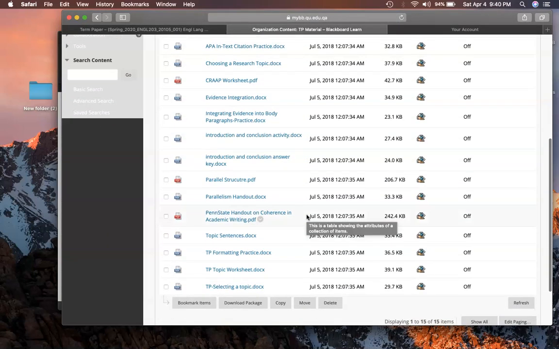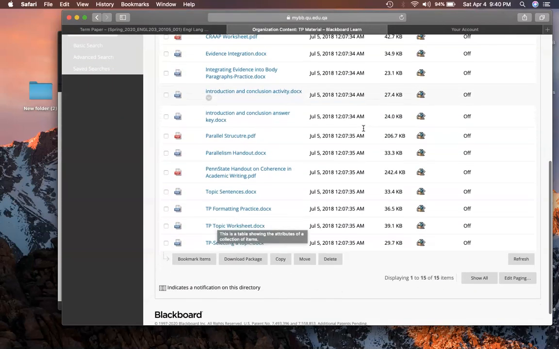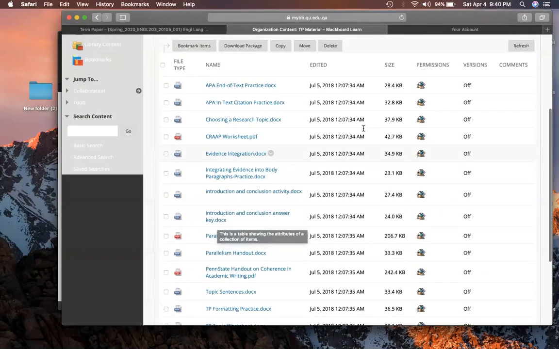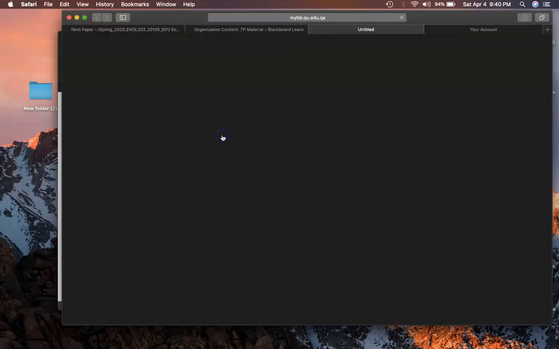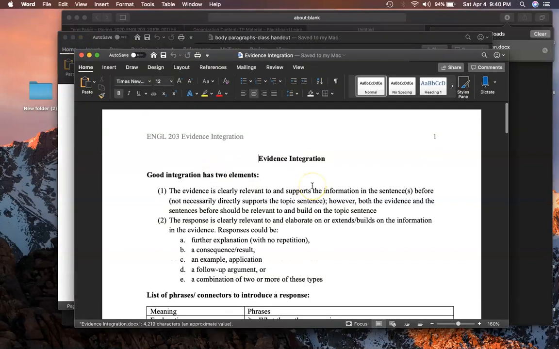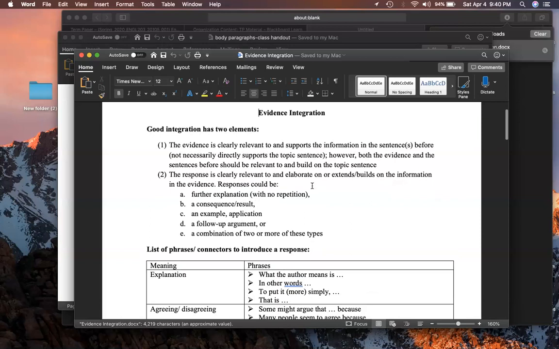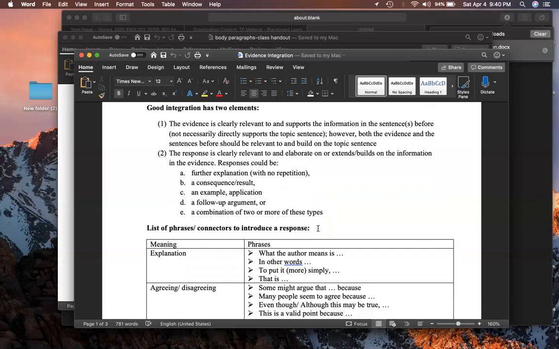So in the TP material, I told you the handout is these two handouts: evidence integration, integrating evidence into body paragraph. This is practice. This is the handout that we discussed before, and I asked you to use this handout for your outline. It was sent to your email. We discussed it before in the outline lecture as well, 2 or 3 times. So let's just have a quick overview.